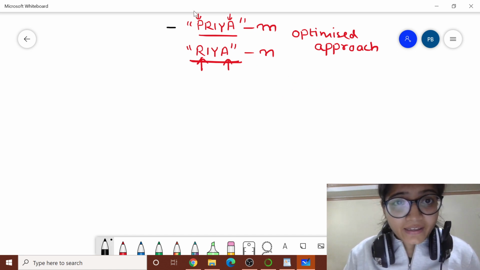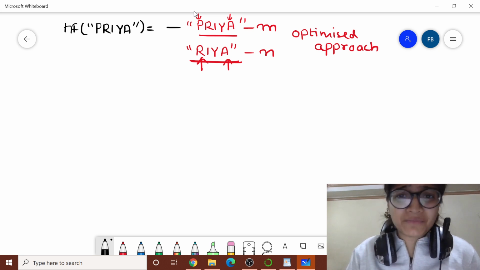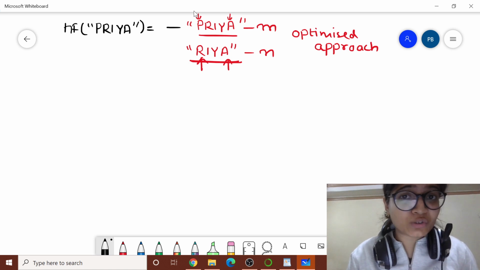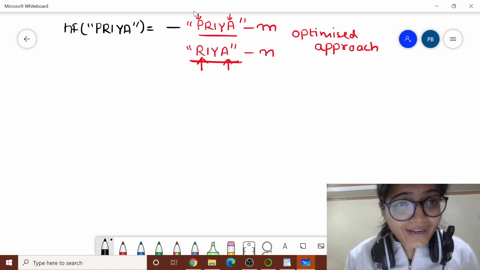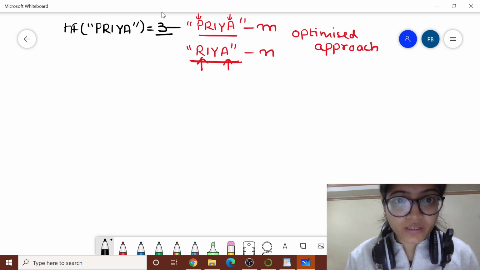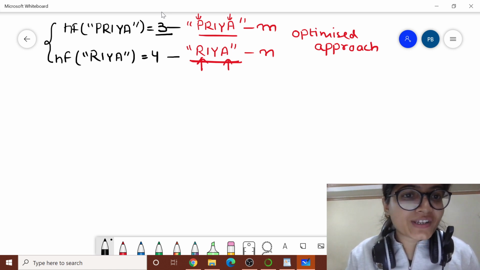You will calculate the hash function of the string Priya. I am just telling this in layman's language so that everyone is able to understand the practical advantage of the hash function data structure. Suppose you calculate the hash function of this string and get 3. Then you calculate the hash function of Ria, and for Ria you get 4. It means you are very sure that these two strings are not equal.